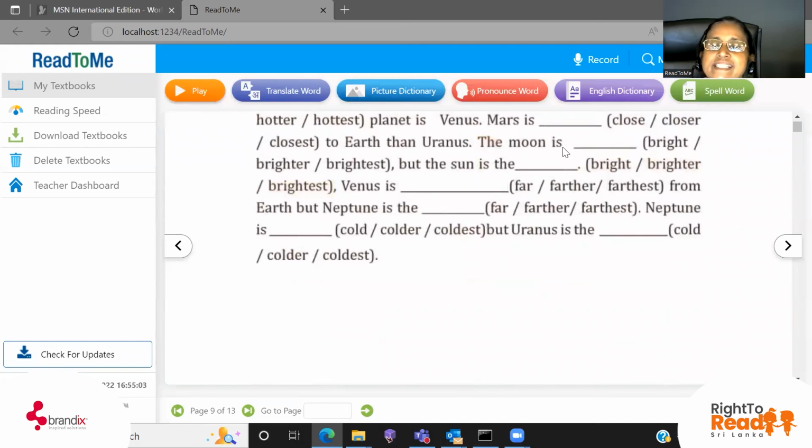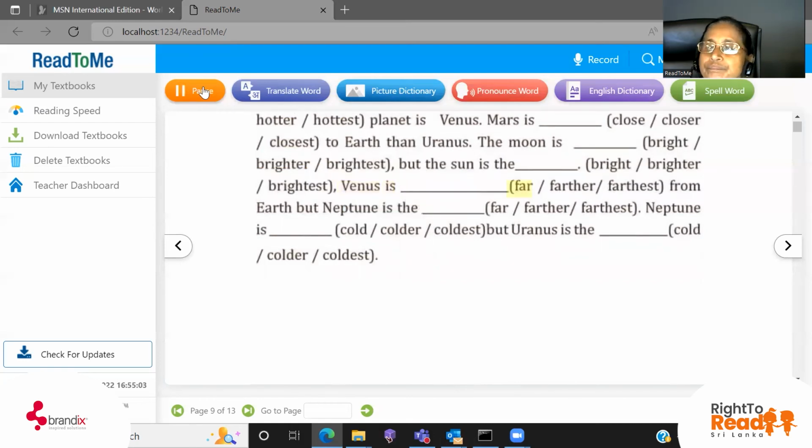Now the moon is. We know the moon is an adjective. No need of comparing or using the superlative. The moon is, yes, what is the word? Only an adjective you can use. The moon is. But the sun is the. We use the word the to indicate that it should be the superlative. But the sun is the, use the superlative.